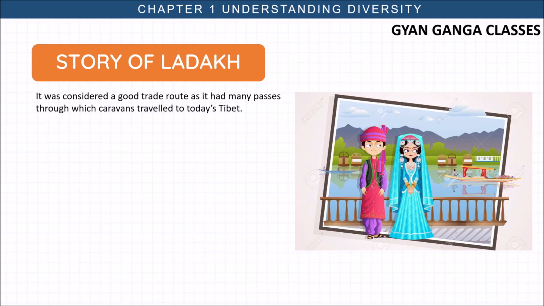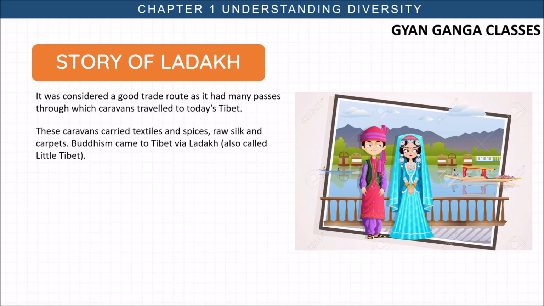लद्दाख को एक बहुत ही अच्छे ट्रेडिंग रूट के हिसाब से भी जाना जाता था. Considered a good trade route because it passes through where caravans travel to today's Tibet. So these caravans carried textile, spices, raw silk, carpets. Also, Buddhism came to Tibet via Ladakh. So that is why it is a very influencing thing.